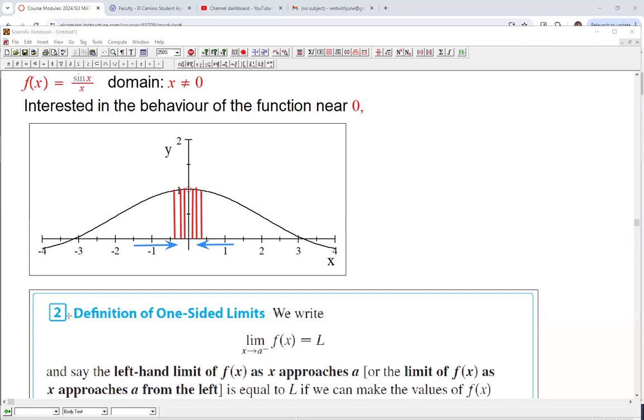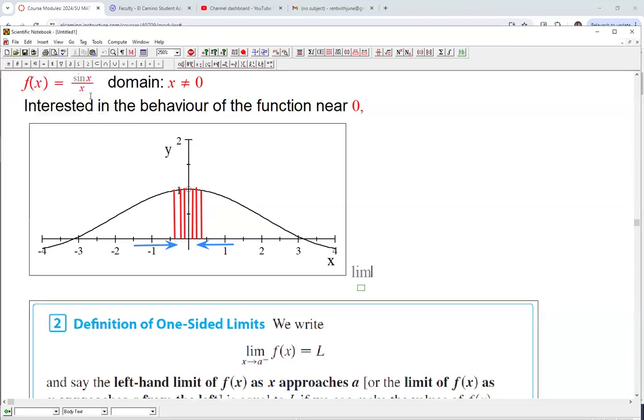From this graph, the limit of this function as x approaches 0, and that function is sine x over x, equals 1. And the wording is also similar: the limit of f of x as x approaches 0 is 1. So this is the idea of limit.